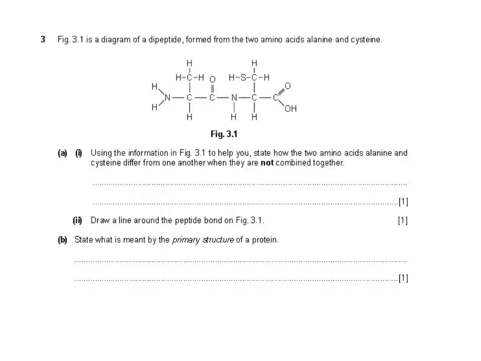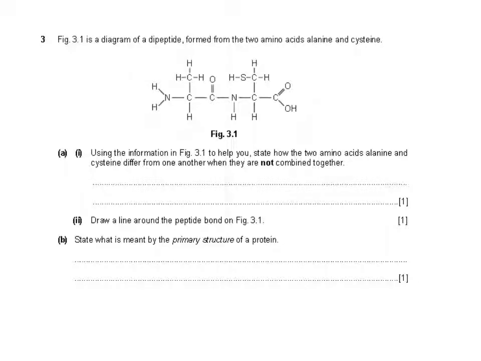Looking at the kind of questions that you could be asked about this, we have a question here referring to this dipeptide, which is being formed from two amino acids, alanine and cysteine. Using the information in figure 3.1 to help you, state how the two amino acids alanine and cysteine differ from one another when they are not combined together. So what you need to do is have a look at the molecules that you've got, refer directly to the diagram, and make sure that you use the information that you have been given.